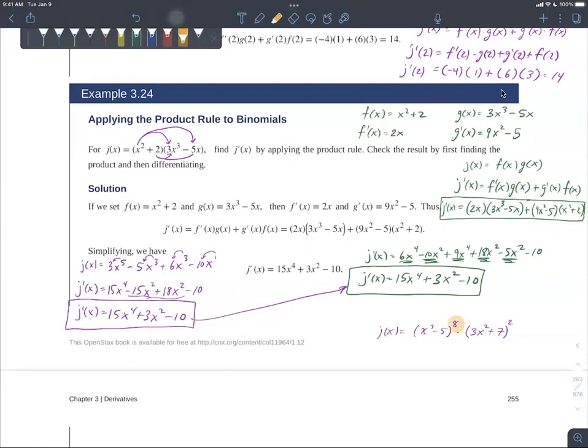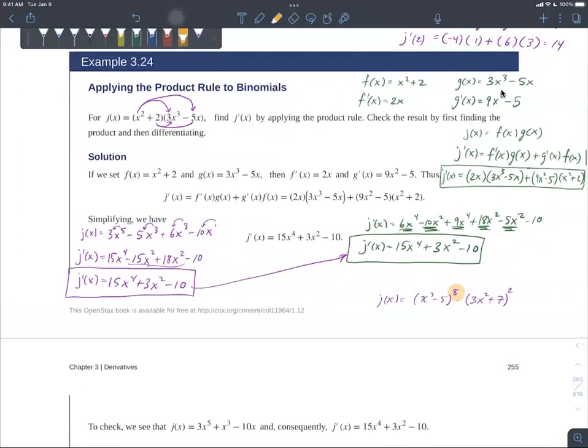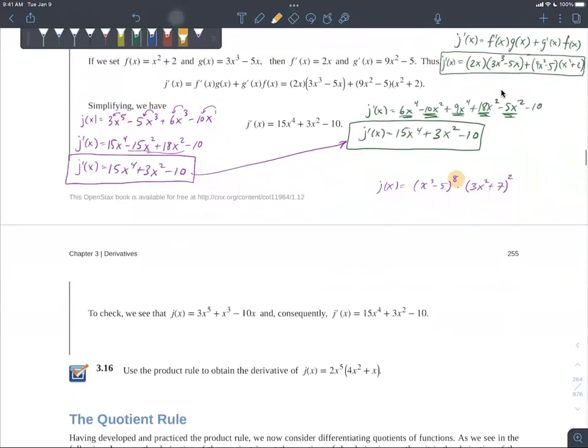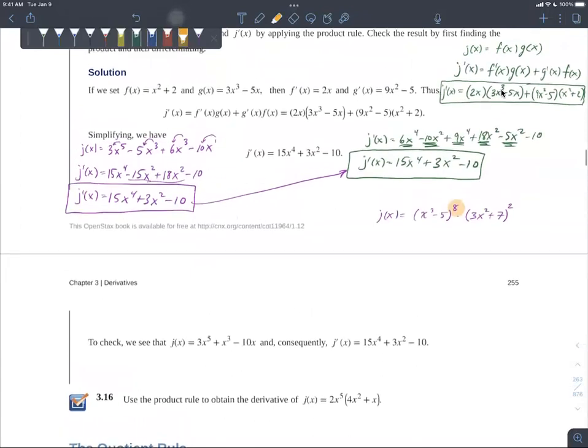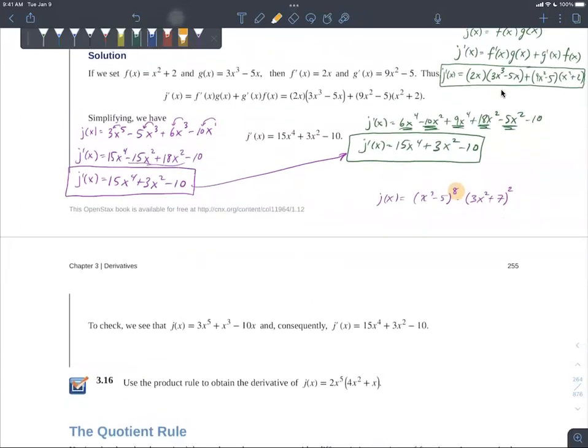Multiplying this out would take forever because of that exponent of 8. We'd have to multiply x cubed minus 5 a bunch of times, and so it'd take a long time. In this case, for this function, it would actually be easier to use the product rule. So we should know how to do it both ways. And then over time, we'll figure out which one is the most efficient depending on each case.